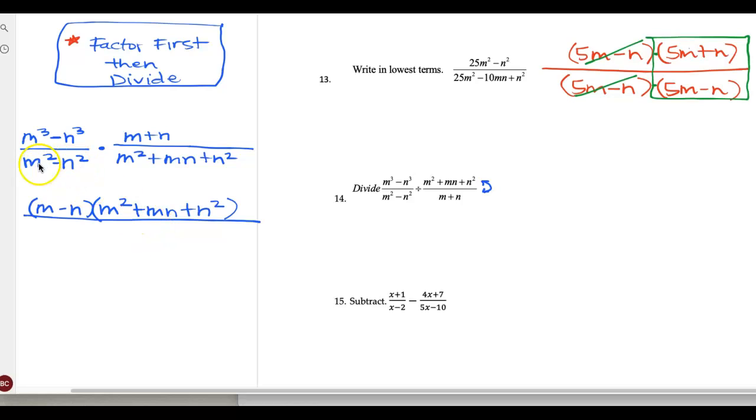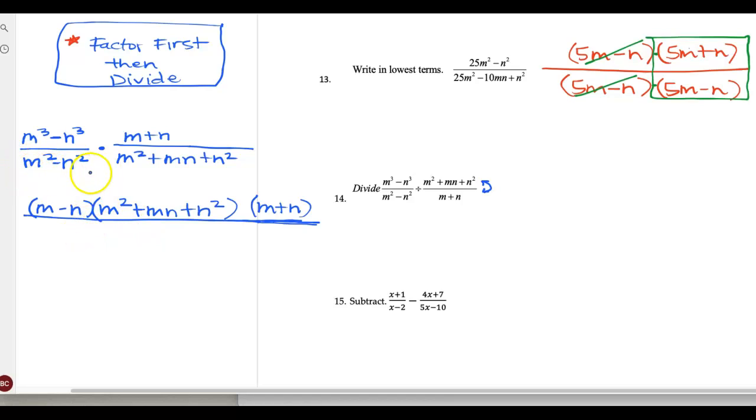All right, and then on the bottom, I've got, or actually, let me just write out the rest of this on the top. So this is being multiplied by m plus n. I usually just write it all out as one big fraction because anything on the top will be able to multiply with, or divide out with, anything on the bottom.